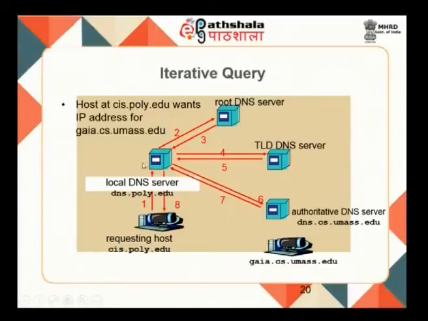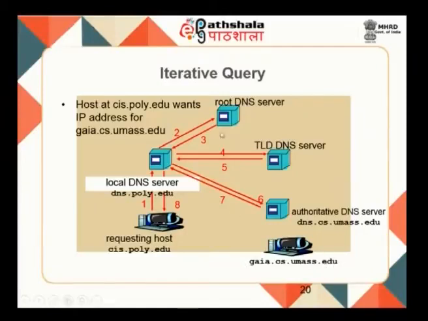Okay. Now, when it contacts the root DNS server, the root DNS server may not have the IP address of gaia.cs.umass.edu. The requesting host is cis.poly.edu. The requesting host first sends the request to its local DNS server, let us say located at dns.poly.edu, and this local DNS server now in turn contacts the root DNS server, asking for this address.